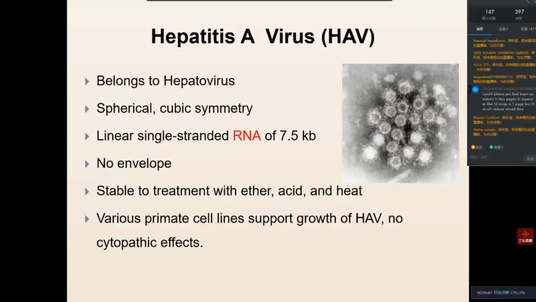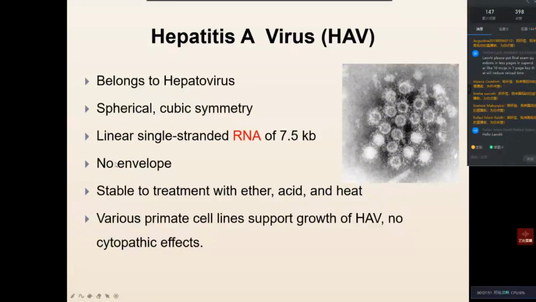First, hepatitis A virus, short for HAV, because the names of different viruses, some of them are not easy to pronounce, and we usually call those viruses with several letters, like HAV, HBV, HIV. Hepatitis A virus belongs to the hepatovirus, which can infect livers. They look like spheres, and their symmetry is cubic, and they don't have envelope. Their genome is RNA genome. It's 7.5 kb RNA genome. So this is the basic information on HAV.